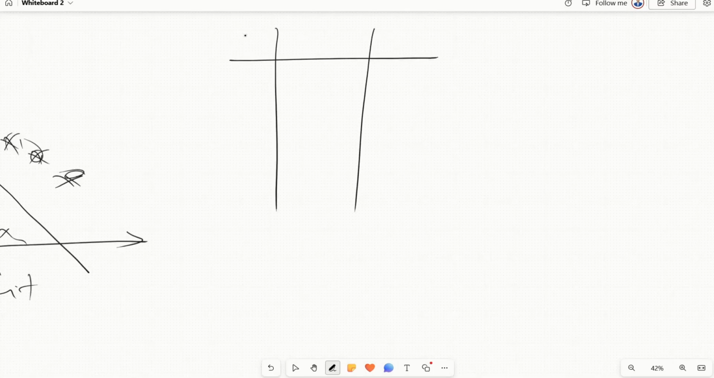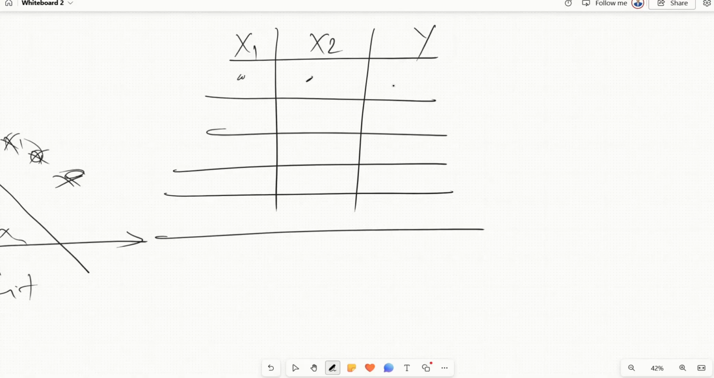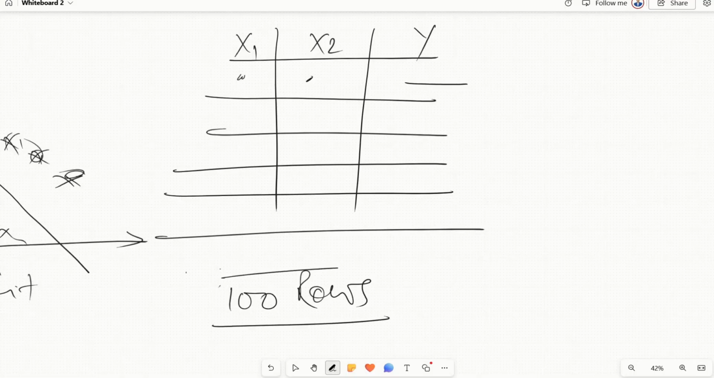I have x1, I have x2, and I have the y label. Here I have 100 data points, like multiple rows. This is the first row, which has some data and some label like this, and so on till I have 100 rows in total. I mean 100 observations.